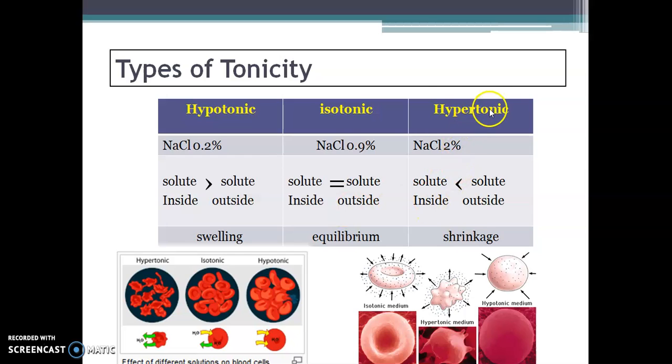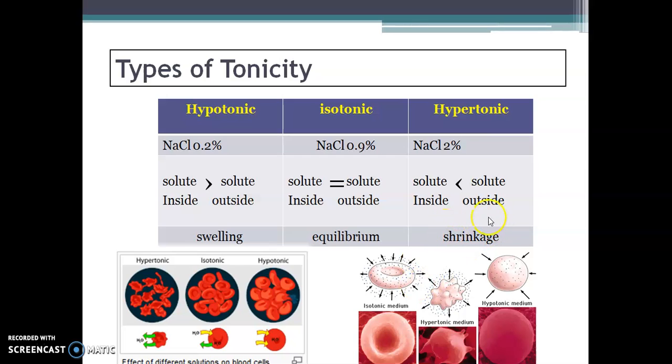Now next is the hypertonic solution. Hypertonic solutions are those which have an osmotic pressure higher than that of the physiological fluid or 0.9% sodium chloride solution. For example, 2% weight by volume normal saline and 10% weight by volume dextrose solution. The concentration of solute inside the cell is lower than the concentration of solute outside the cell.